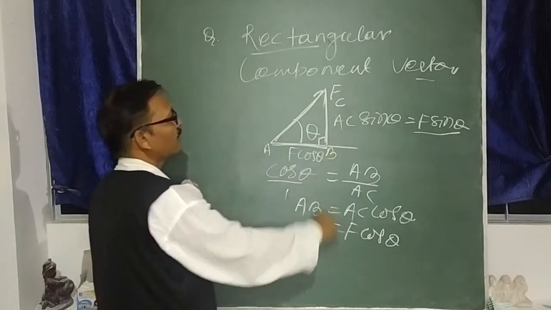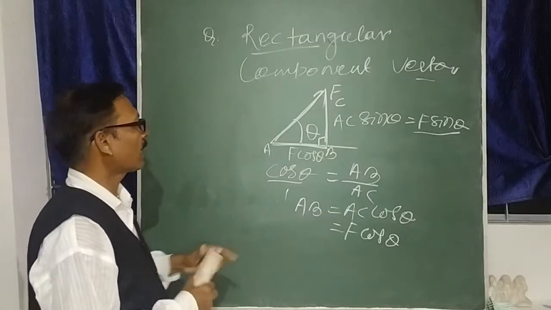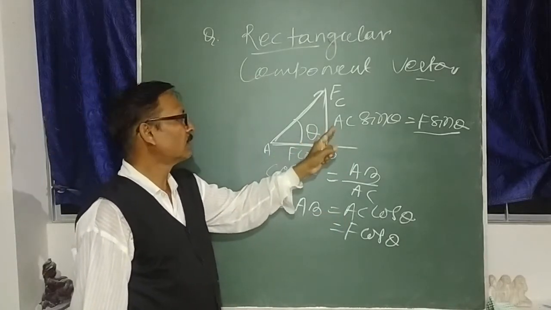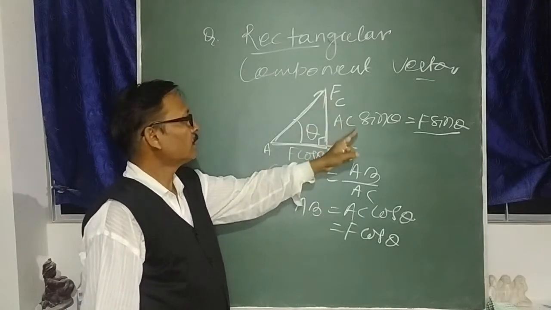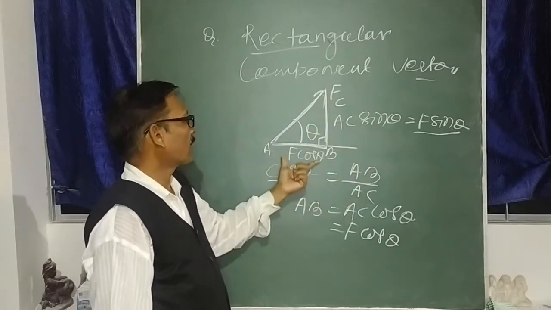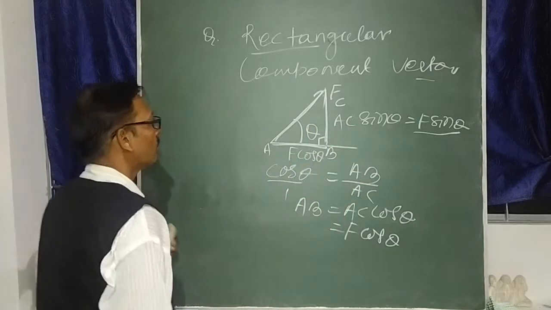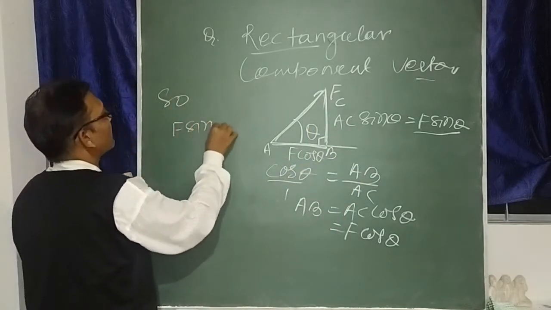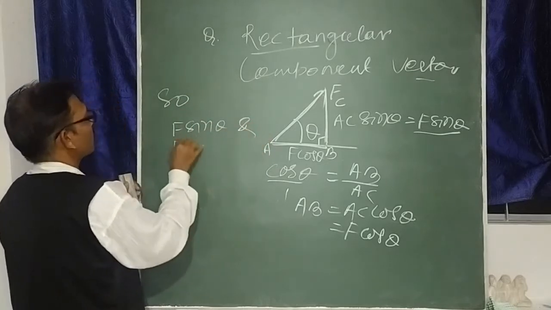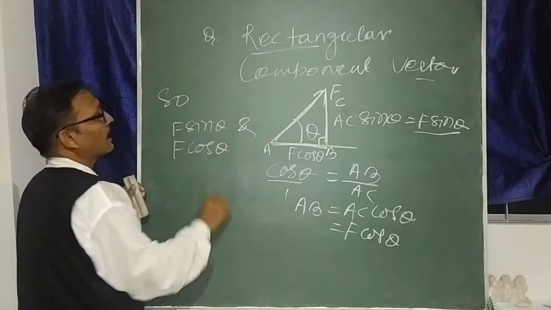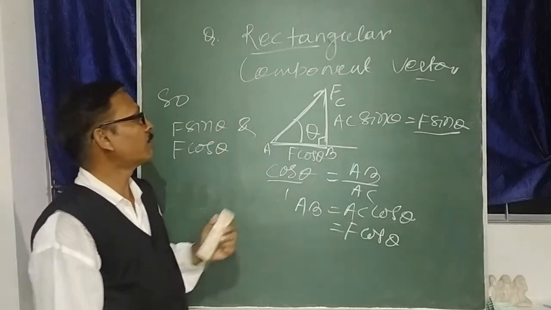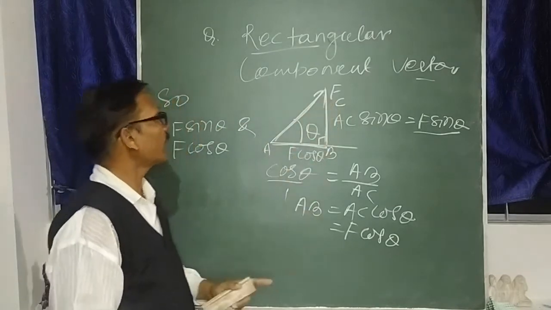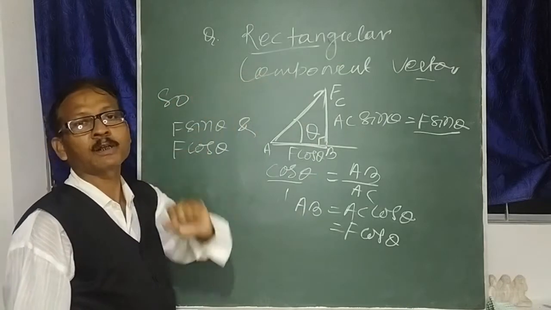Now we see F is at some angle with the horizontal. Now it splits into two components: vertical, F sin theta, and horizontal, F cos theta. So you can write F sin theta and F cos theta are rectangular components of force F or vector F. Okay, this is called rectangular component of a vector.